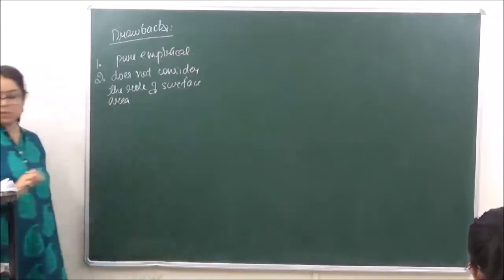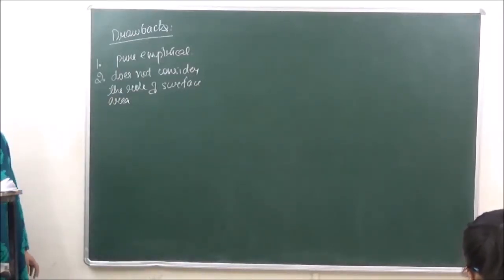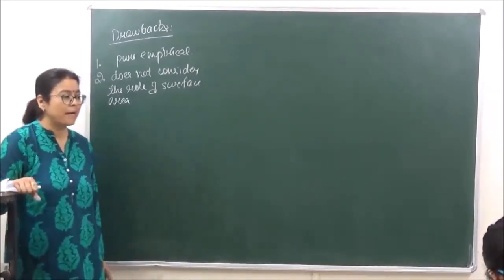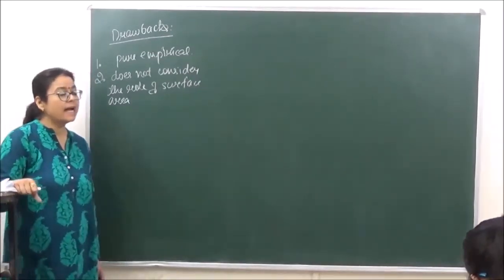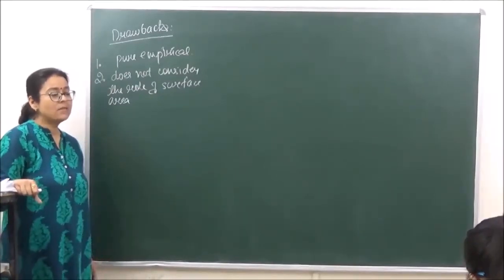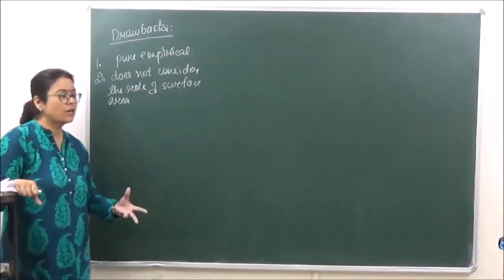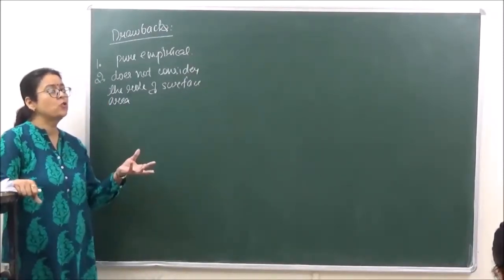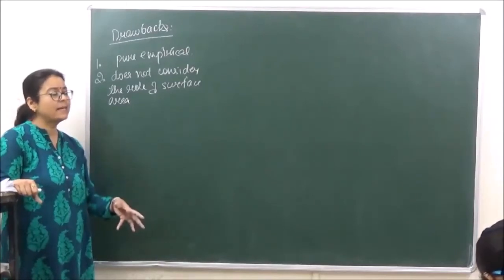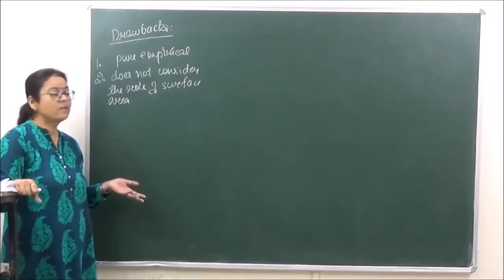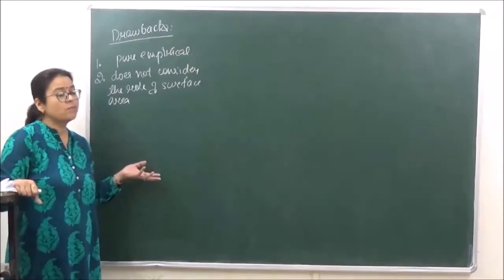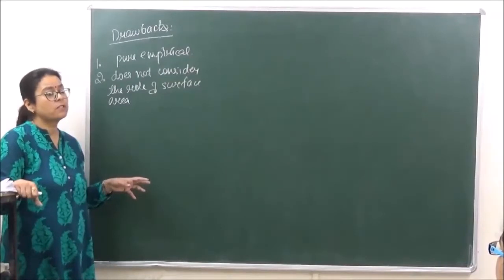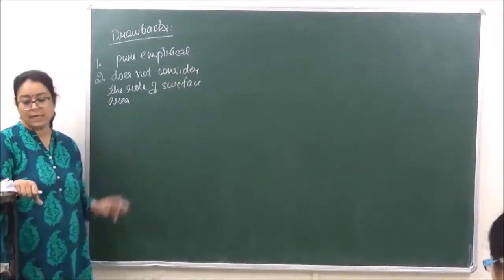It does not consider the role of surface area, because when we were looking at the factors on which the extent of adsorption depends, surface area had a big role to play. That is the reason why we were activating the charcoal to increase the surface area, or breaking the pieces, taking finely divided metals, that was also to increase the surface area. But the Freundlich adsorption isotherm is not taking into consideration the effect of surface area on extent of adsorption. So that was another drawback.